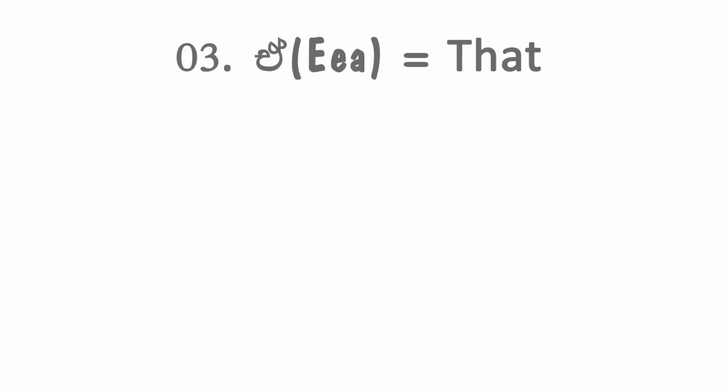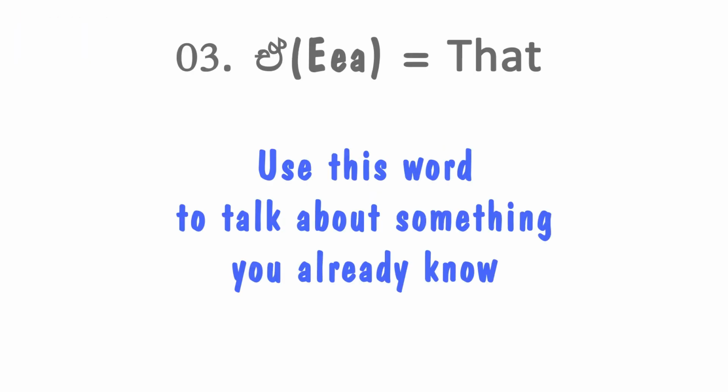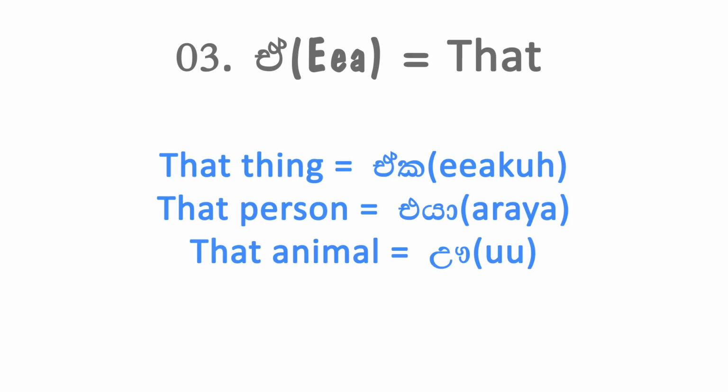Next word is a. Remember, you can use this word to talk about something you already know. If you want to say that thing, the word changes to ekuh. The word for that person is eya.